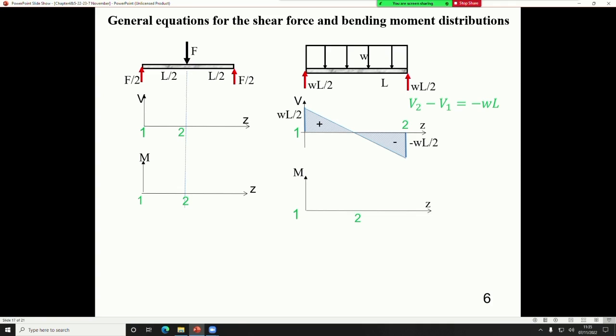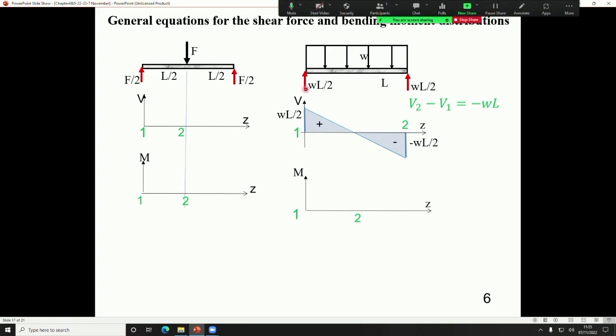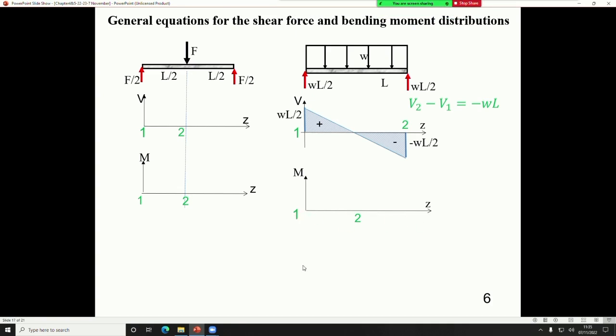Now we have a linear distribution. The integral of a linear distribution is a quadratic distribution. This is a simply supported beam. We have no bending at the two ends, so at these two points the bending moments definitely are zero. Here we've got zero slope, so the curve is a parabolic curve, but it has to have zero slope here. This is positive, so this is ascending. And this is negative, so it must be descending. So this is the distribution of the bending moment.